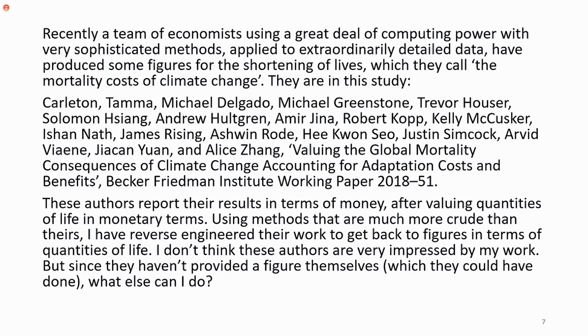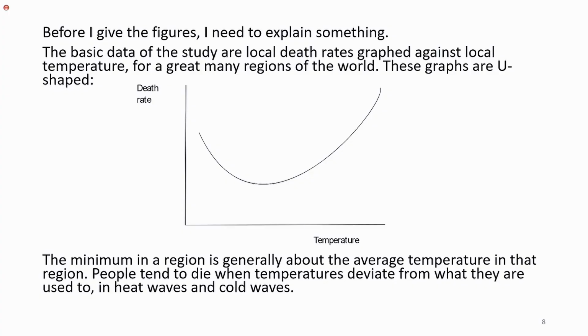Unfortunately, they reported their results in terms of money because they are economists after all. So they valued quantities of life in monetary terms, and I've already said that the way of doing that is sort of dubious. So I have extracted from these figures that they produce, using very, very crude methods, what are the actual effects on the length of people's lives hidden underneath them. I'm sorry to say, I don't think the authors are particularly impressed by the way that I've done this. It is very crude. But since they didn't do it themselves, I really don't see I've got any choice. So I'll give you the figures that I've reverse engineered from their work for what they're worth. Before I do that, I need to explain one thing though.